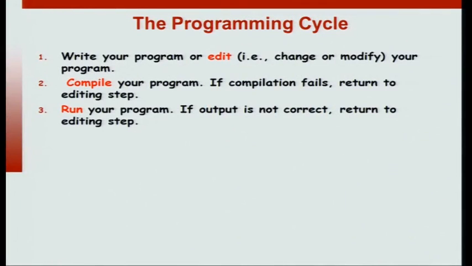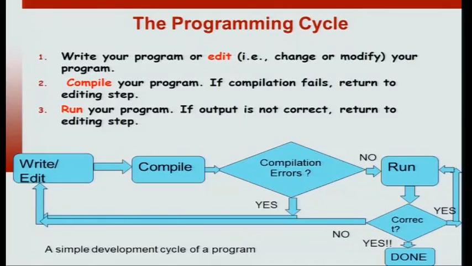One is the process where you write the program or edit the program, and after you're done editing the program, you save it and then you compile your program. If your compilation succeeds, you are ready to run the program. If your compilation fails, then you return to the editing step and correct the errors, okay, and compile again. Once the compilation process succeeds, then you can run the program and check whether the output is correct. If the output is correct, you are done. If not, you go back to the edit process. Okay, so this is why it is known as the edit, compile, run cycle.